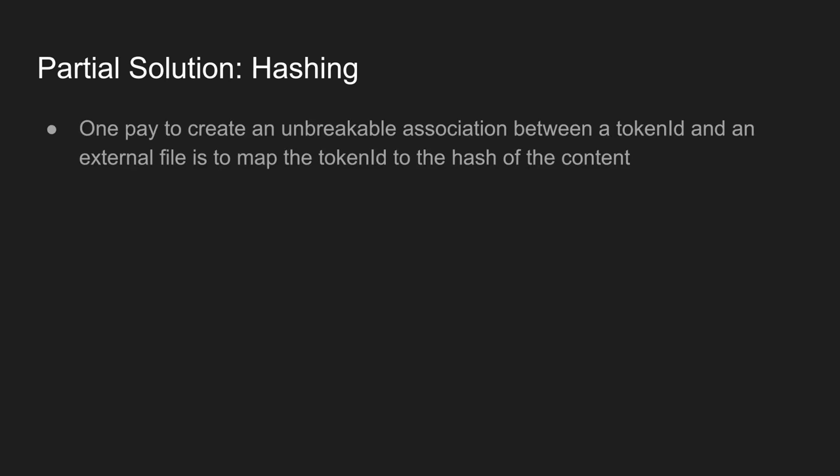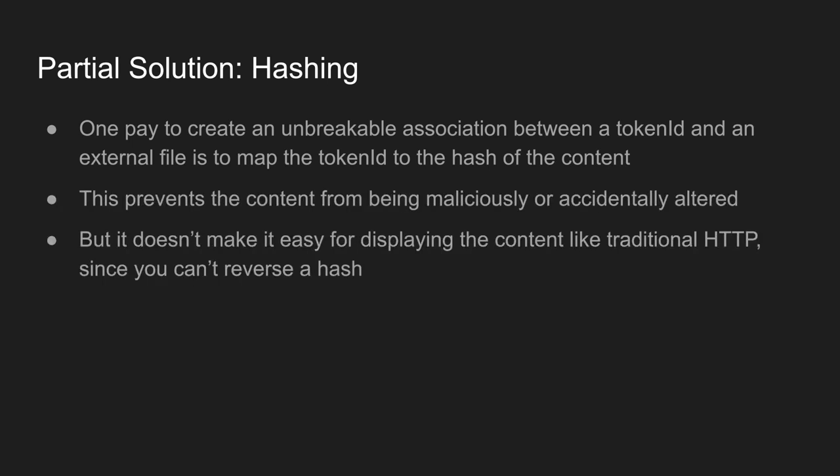Okay, so one way to get us in the right direction is to think about hashing. If we store the hash of the image, then the association between the actual token ID and the asset that it's representing isn't changeable anymore. So there's no ambiguity about what picture is associated with this particular token ID. But the problem is that hashing doesn't work for actually displaying the content. It just works for ensuring that the content wasn't tampered with. So a hash will prevent tampering, but it doesn't help with addressing the content because you can't reverse engineer a hash.